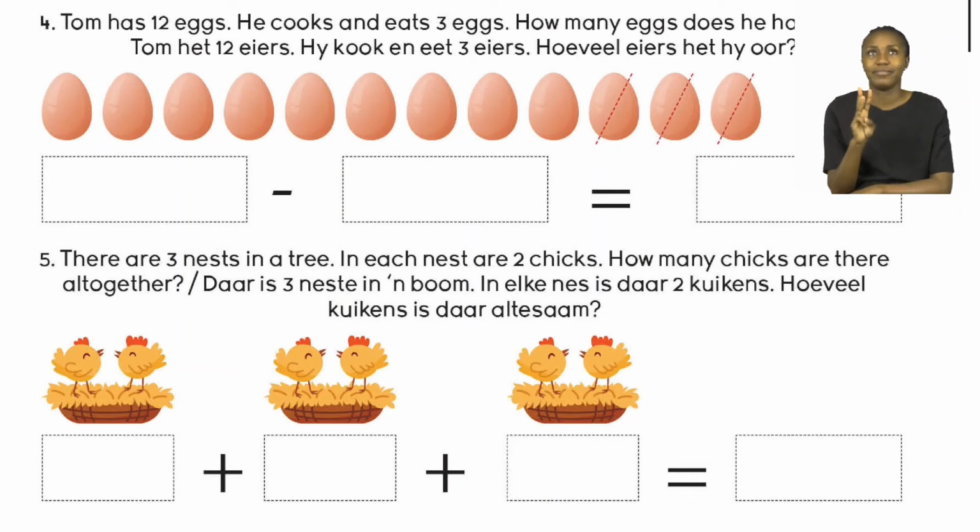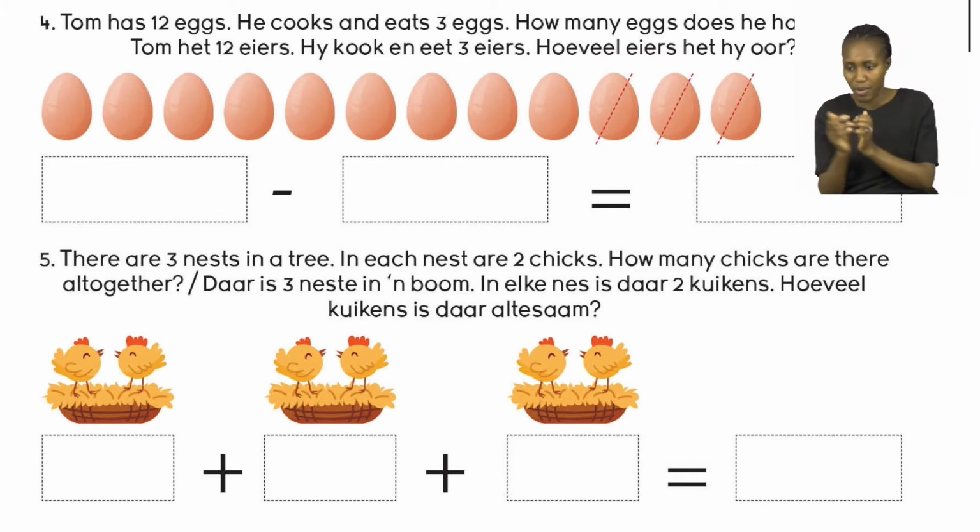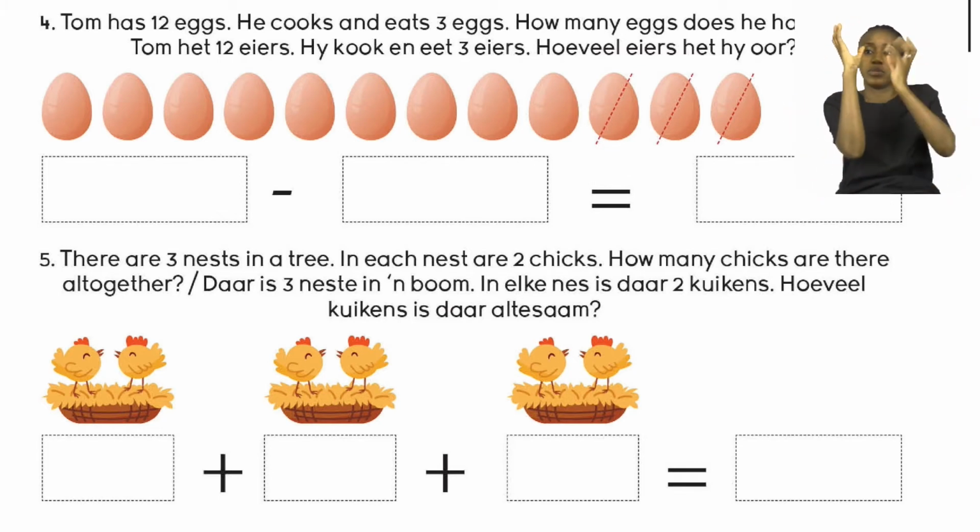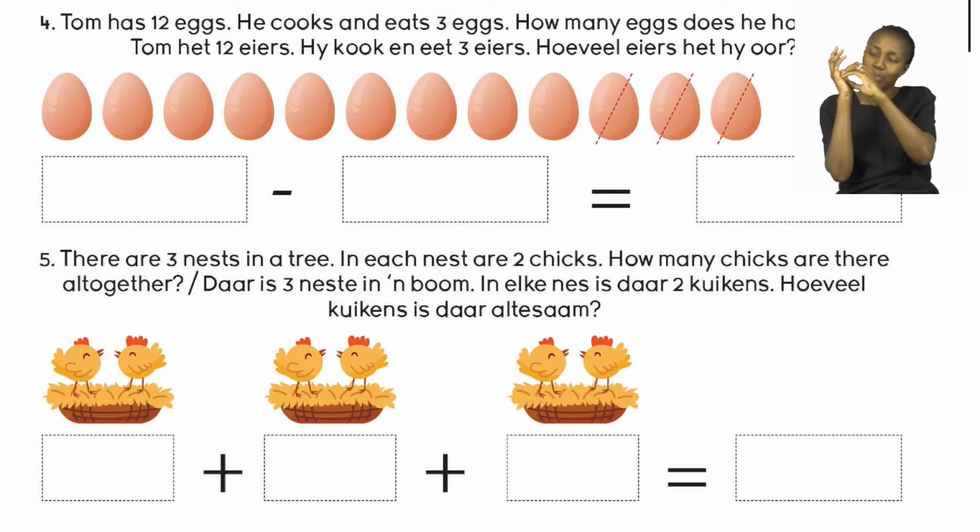Now on page 13, we are going to do number 5 together of problem solving sums. Today we have an interesting problem. It says, there are 3 nests in a tree. In each nest, there are 2 chicks. How many chicks are there all together? You can see that those chicks are very happy to be there.